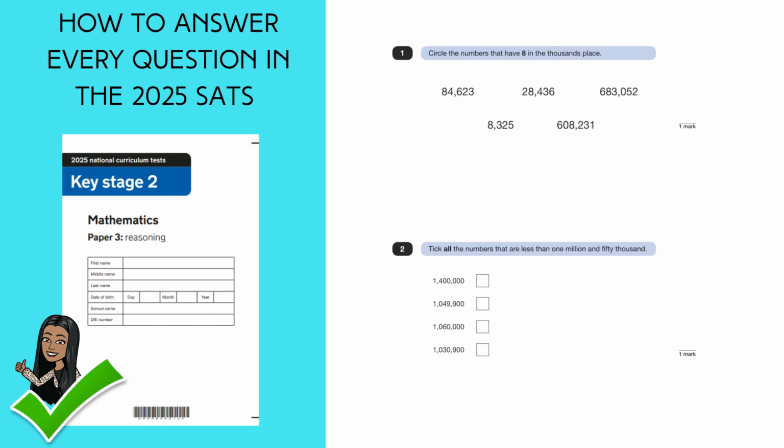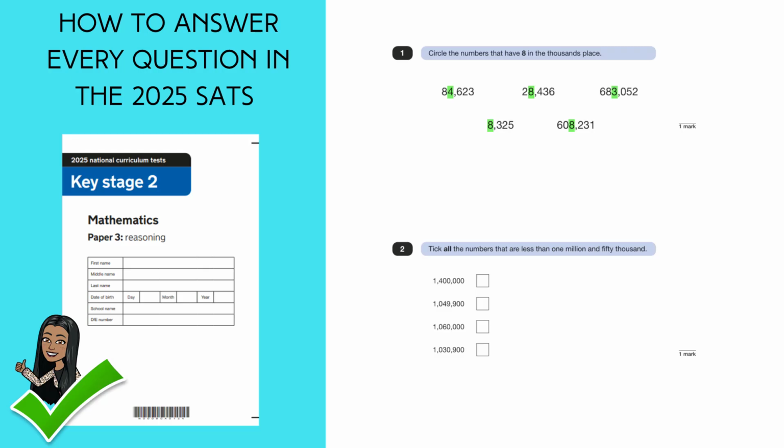Question 1. Circle the numbers that have 8 in the thousands place. So numbers, that tells us that there is more than one, and 8 needs to be in the thousands place. First of all, you can see all these numbers have these little commas. These are called separators. So after the separator is your hundreds, tens and ones. The number directly before your separator is the thousands place. So if I highlight the thousands place in each number, it's this digit right before the separator.